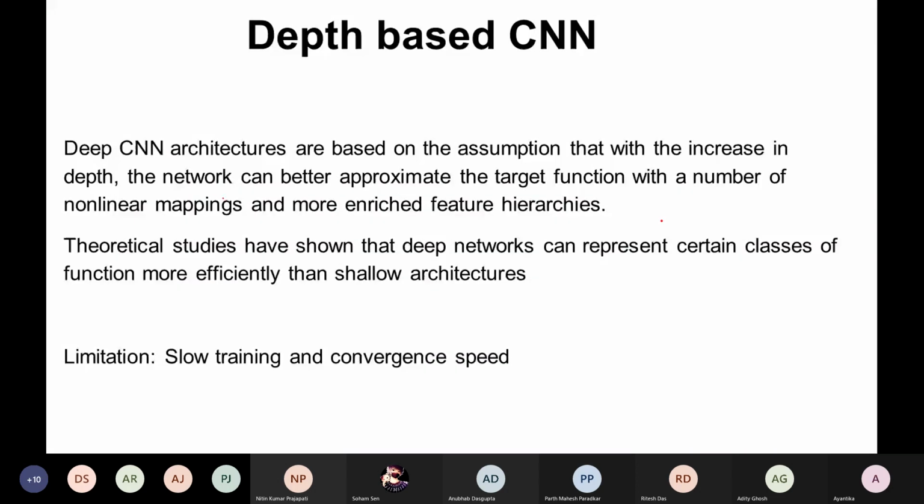Whenever we are moving to this much depth, we will be talking about this depth-based CNN. That means we are increasing the depth now, we are increasing the number of layers. But we know that if we blindly increase the number of layers, then we will face the vanishing gradient problem. So what is the solution? How can we handle that? That is the main answer we are going to give in this depth-based CNN.